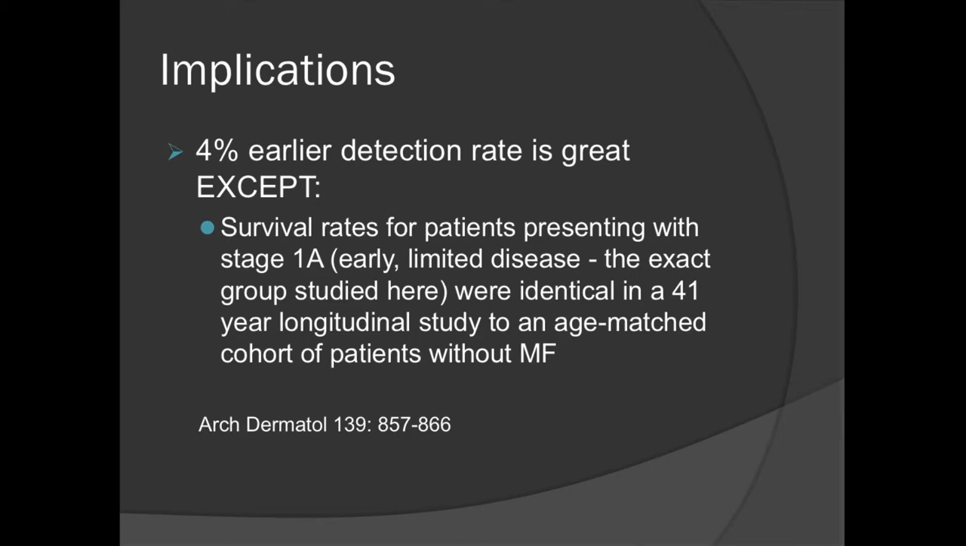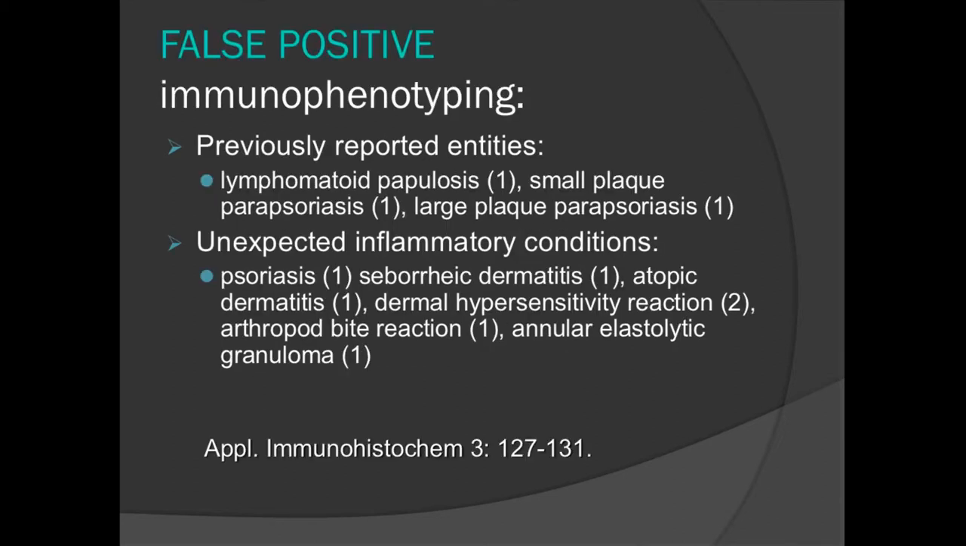So why are we spending a fortune doing all of these immunostains to come up with an earlier detection rate of 4% on a disease that doesn't matter? It doesn't change your life expectancy. And what's also been shown is that early intervention does absolutely nothing to alter the course of this disease. This is not melanoma. A 5% early detection rate on melanoma is going to save lives. We should be doing that. But in MF, we're not saving any lives. What are we doing? We're just spending a fortune making a diagnosis a few months earlier.